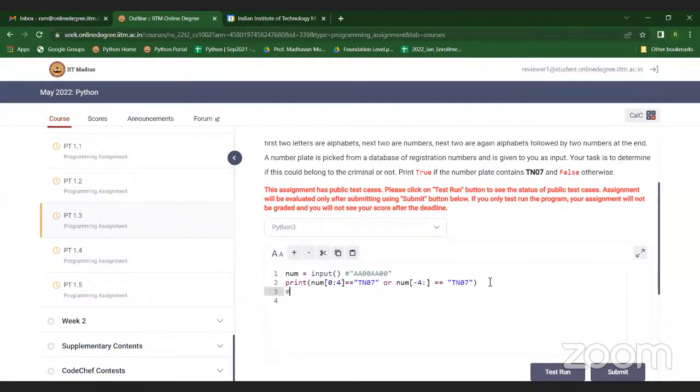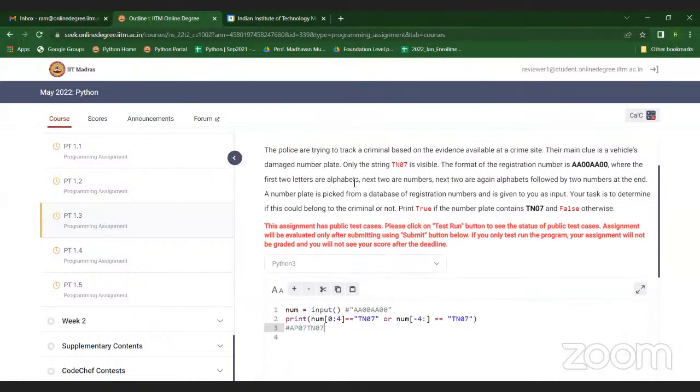I have a number plate like this: AP07 TN07. Ideally, since TN07 is already there in this number plate, it should be printing true. But if we just check the first 4 characters, that is AP07, then it will print false.